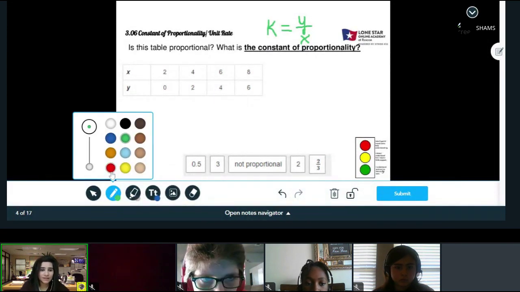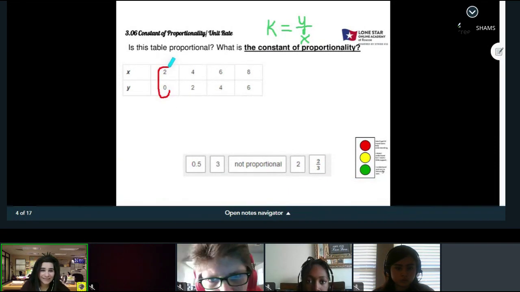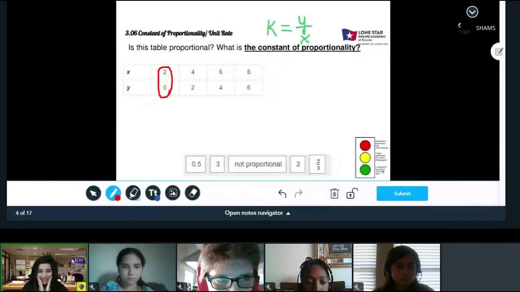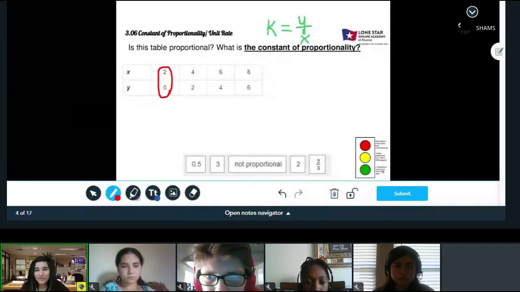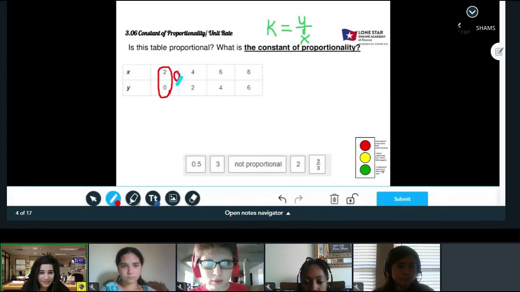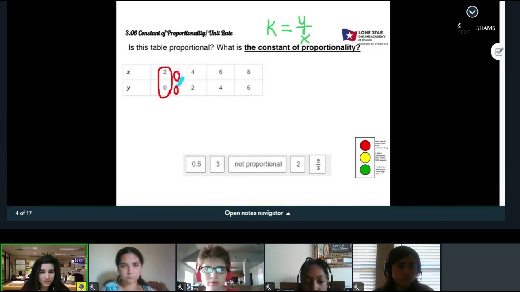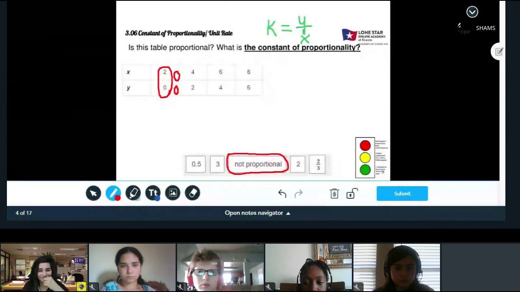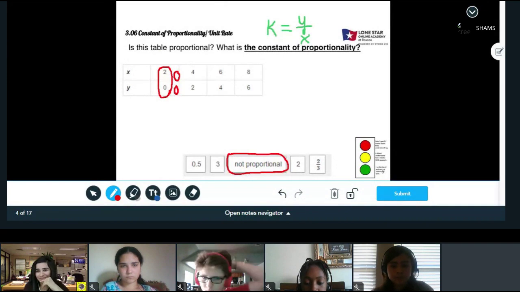Step 1 is a red alert over here. Can I say this table is proportional? There's a red alert here when I looked at the table. Can I say this table is proportional? No. For it to be proportional, these numbers have to be 0 and 0 because it has to pass through the origin. Without even solving, you can say there is no constant of proportionality. It's not proportional. Did you all realize that? Very good.